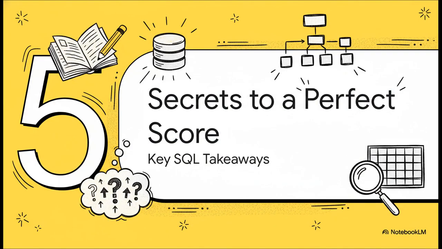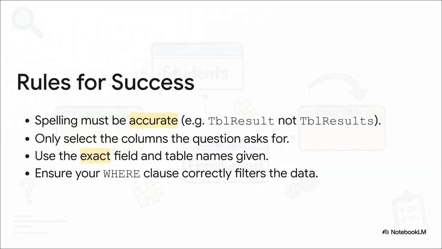So, what have we actually learned from digging into this one question? Let's boil it all down into some key takeaways that you can use for pretty much any SQL problem you'll face in your exam. All right, here they are, your golden rules for SQL success. First, spelling is critical. A single S where it shouldn't be, like writing TBL results, can make the whole thing wrong. Second, be precise. Only select the columns you're asked for. Third, always use the exact field and table names that are given in the question. And finally, just give your where clause a quick double check to make sure it's filtering the data exactly the way you want it to.